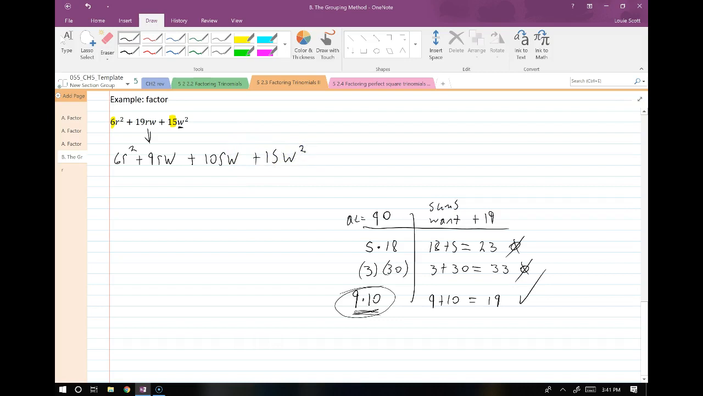Be careful. Don't make the mistake of splitting up that R and W. That's definitely not supposed to happen here, right? Don't write 9R and 10W, because everything's going to go wrong. Keep those variables the same.